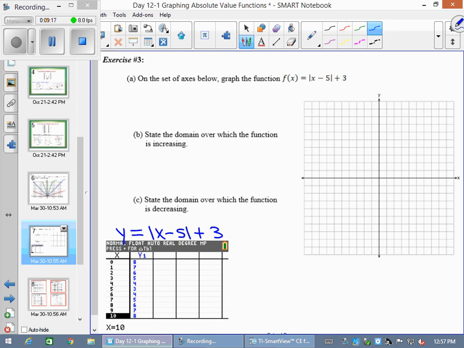And now I'm going to plot all my points. 0, 8, 1, 7, 2, 6, 3, 5, 4, 4, 5, 3, 6, 4, 7, 5, 8, 6, 9, 7, then 10, 8.